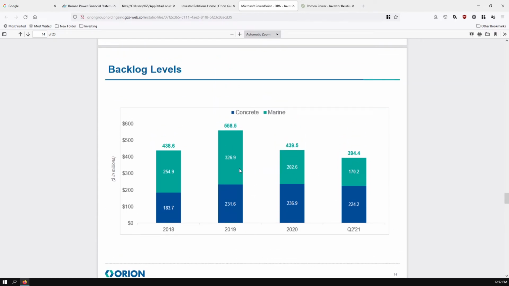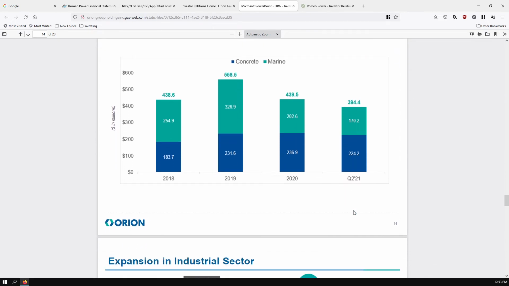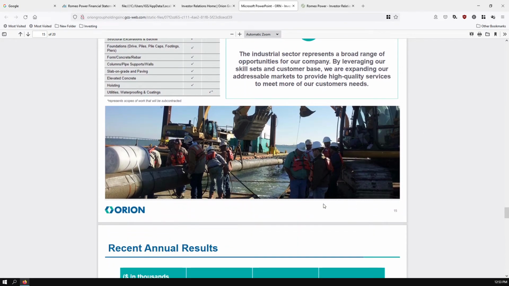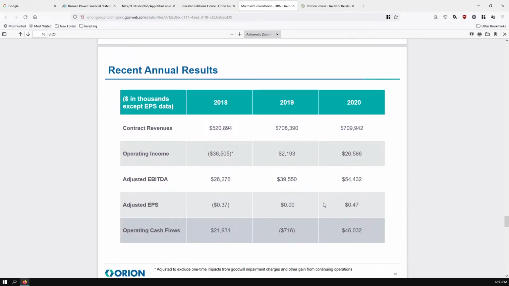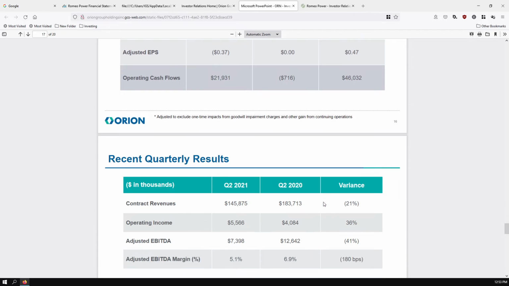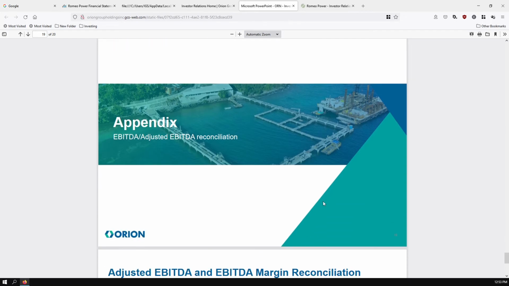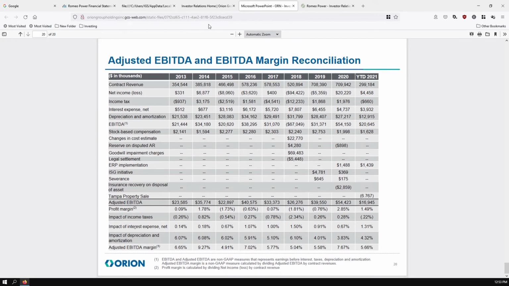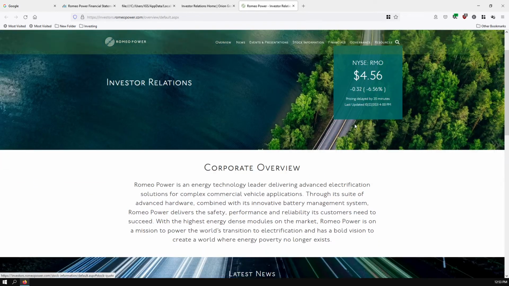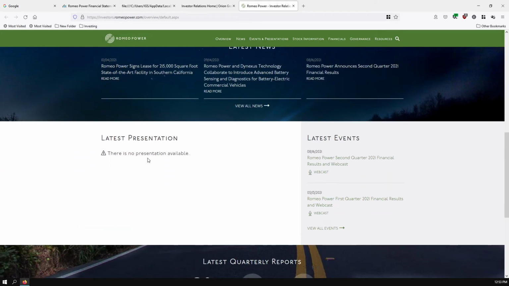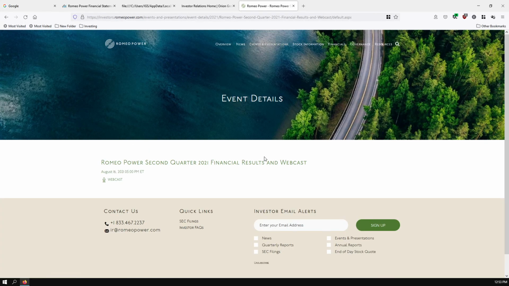And most of the business, as we can see, well, it used to be more marine, but is now mostly concrete. And then Romeo Power, yeah, they didn't. They're too new. They don't have their financial results on there.